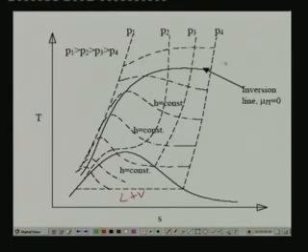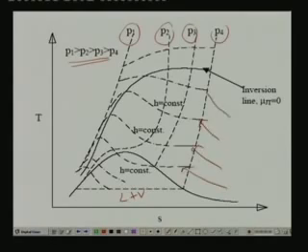Okay, and on this TS diagram I have shown isobars, that means constant pressure lines P1, P2, P3, P4, and P1 is greater than P2 is greater than P3 is greater than P4. I have also shown constant enthalpy lines. Throttling, as you know, takes place along the constant enthalpy line. Each constant enthalpy line gives me a point of inversion. If I join all these points of inversion, I get what is known as the inversion line, and on this inversion line the Joule-Thomson coefficient is 0.